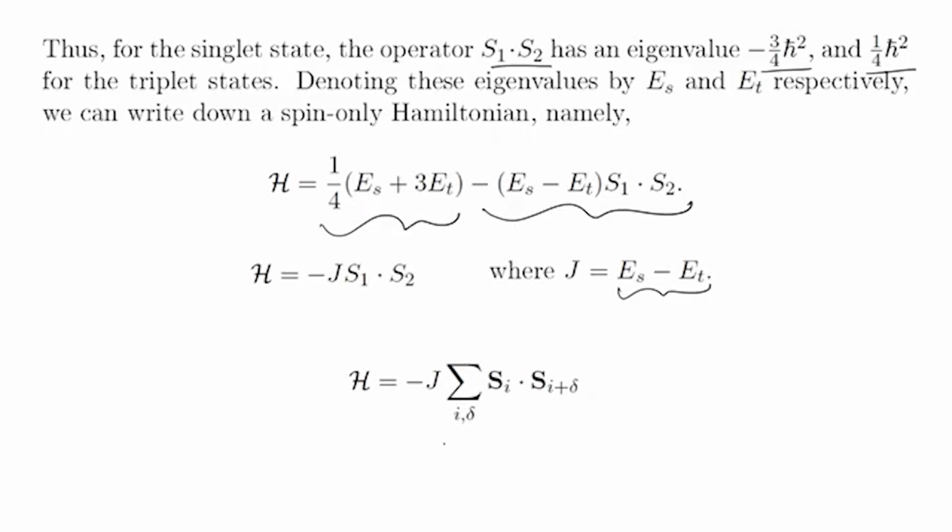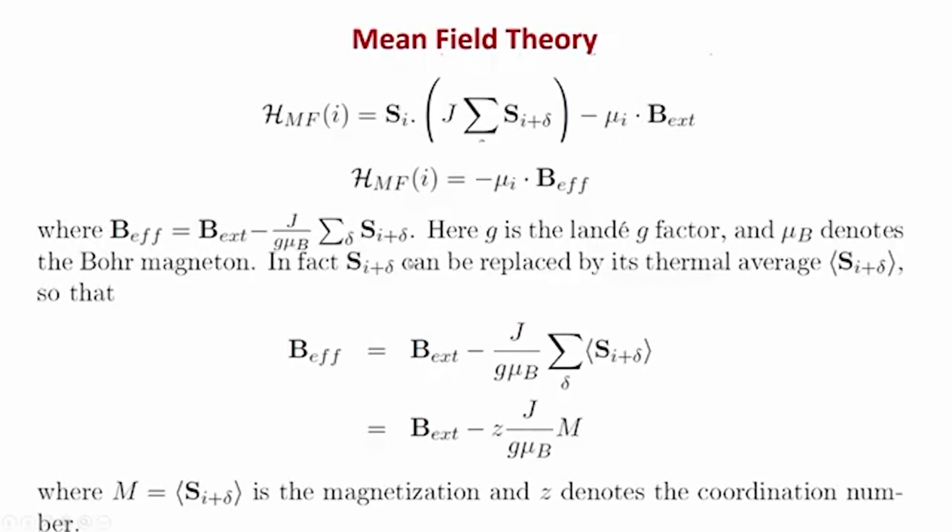So, for a chain comprising of n spins and interacting via nearest neighbor interaction, we can write this Hamiltonian as minus J Si dot Si plus delta, which is similar looking to S1 dot S2, but now generalized to n spins. How can we do a mean field theory? We can do a sort of decoupling of the spins, so that each spin sees an effective field due to the presence of all other spins.